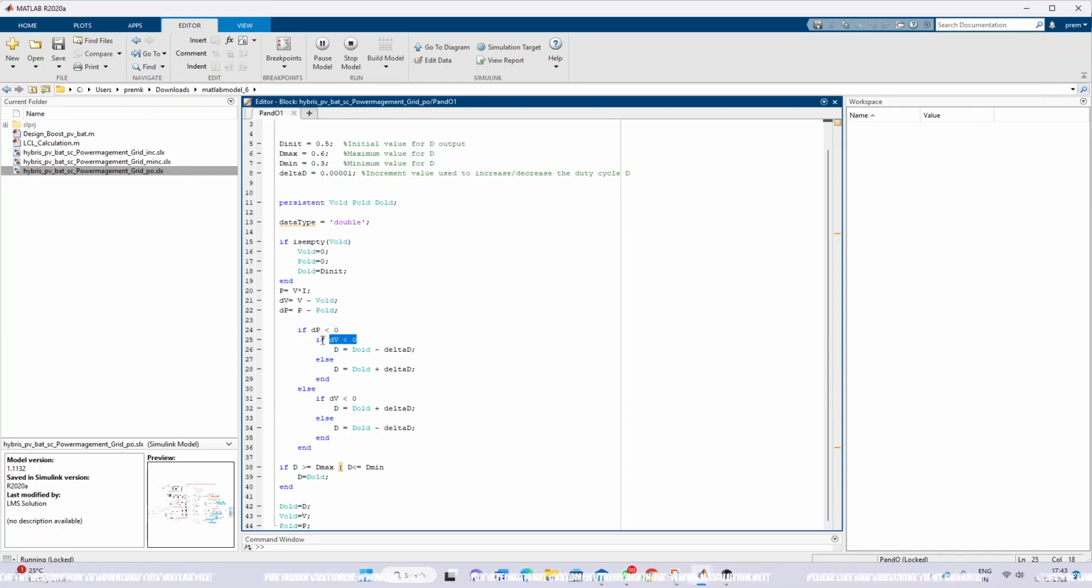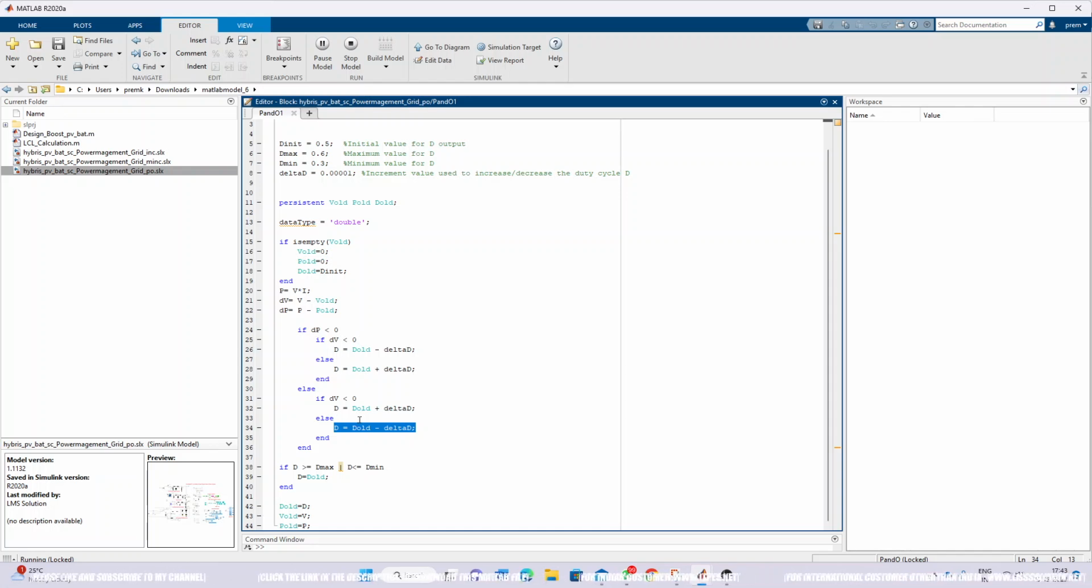Okay, if suppose dV is not less than 0, again you have to check dV only. Here the condition will be reverse. So for this condition you have to decrement, and here we have to increment. So based upon the dP and dV, the increment or decrement is decided, that means the duty cycle will vary, and that's why we can adjust the voltage of the PV panel to extract the maximum power from the PV panel.